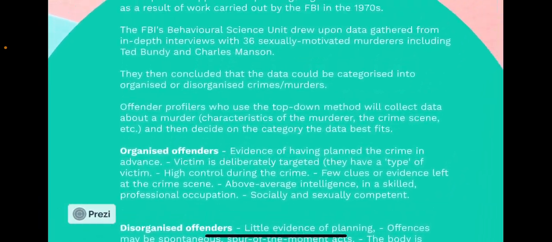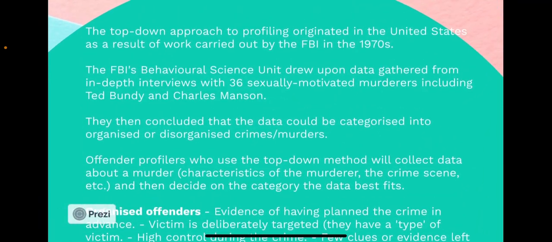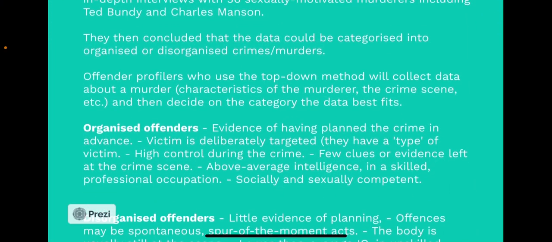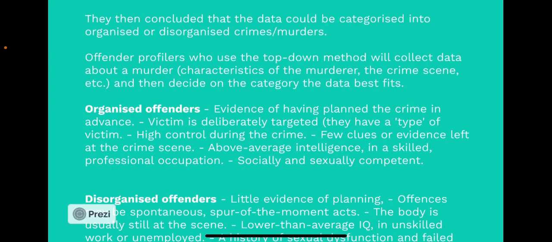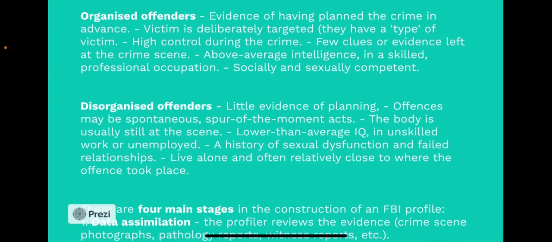The top-down approach was developed by the FBI in the 1970s, and they gathered interviews from 36 sexually motivated murderers, including Ted Bundy and Charles Manson. They concluded that the data could be categorised into organised and disorganised crimes or murders. Offender profilers who use the top-down method will collect data about a murder, so the characteristics of the murderer, the crime scene, and decide which category it fits in. So we have two categories, organised and disorganised.